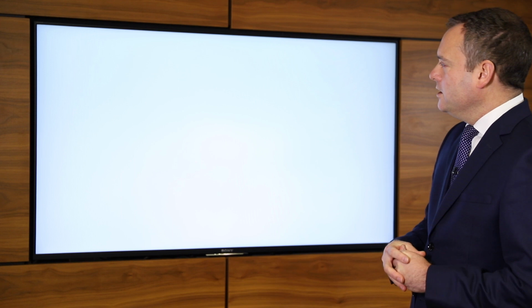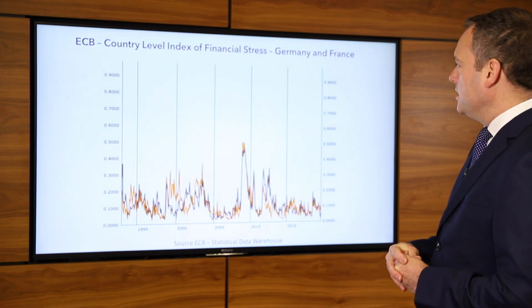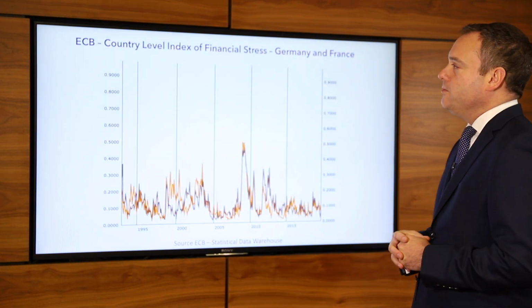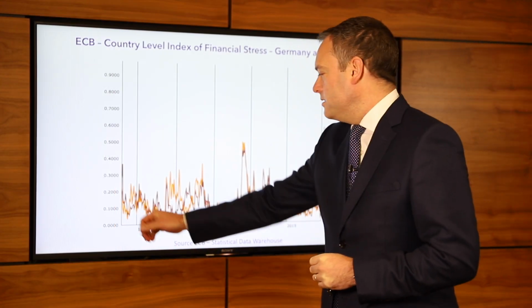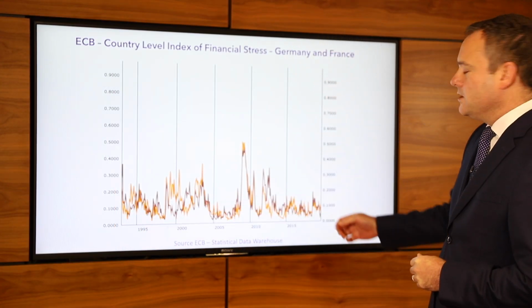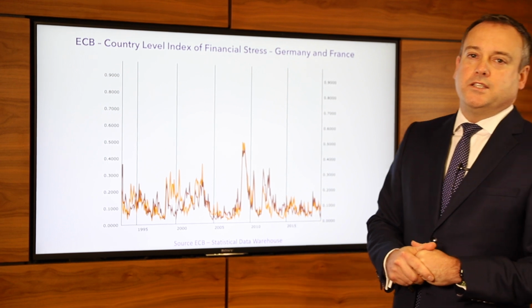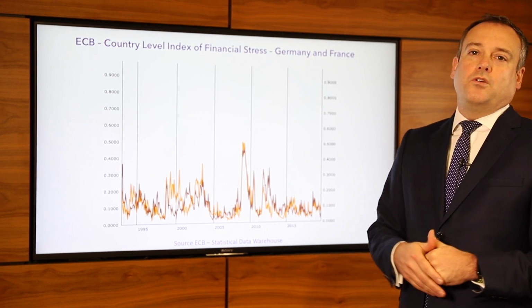So we've put together some charts to help people think about this. This is a chart that the ECB produced. It looks at the country level financial stress. What they don't have is a composite level for the Eurozone, but what I've taken here, Germany and France, just to give you some context. So the chart goes back to 1995, and what you can see here is that we've some of the easiest financial conditions in Europe. Why is that?